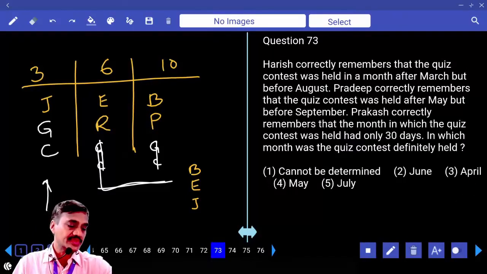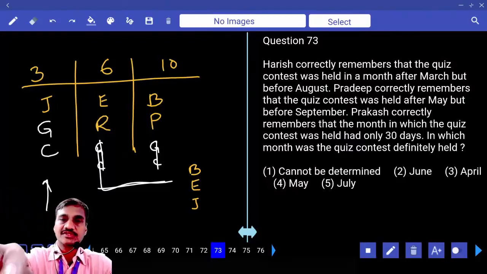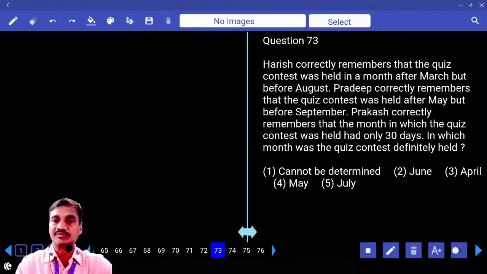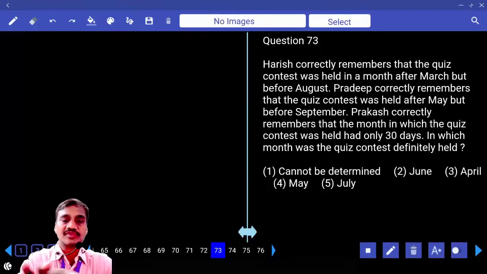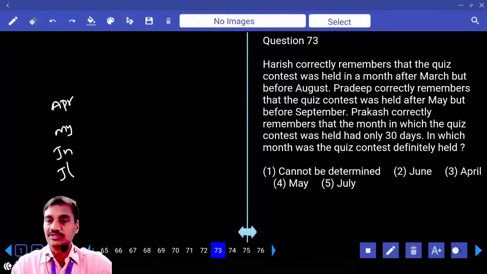And 73, it is based on a separate, single question here. Harish correctly remembers that the quiz contest was held in a month after March but before August. After March, before August. Then tell me what are the different months we have? April, May, June and July. There are 4 different possibilities here.